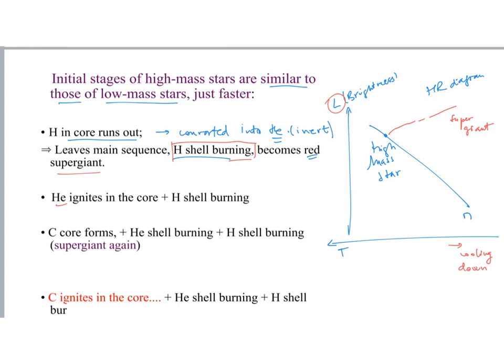After that, the helium will ignite in a core, so kind of like a helium flash, but it doesn't actually happen in the high mass stars. Helium burning in the core, hydrogen in shell, and that's going to be the horizontal branch.